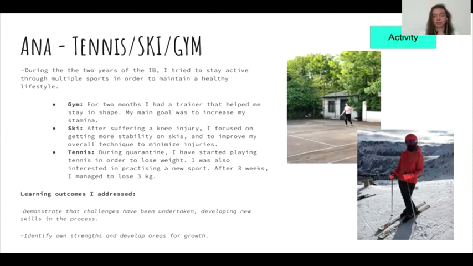Also, now during quarantine, simply because everything was closed and there was nothing to do, I have a tennis court at my house. So I play tennis around 2 times a week in order to stay active. So I lost 3 kilograms in the process, and I also learned more about tennis. Now I know how to play basically. So that was fun. In the future, I would like to actually go further and play on a more professional level. But that's when everything reopens again. So yeah.